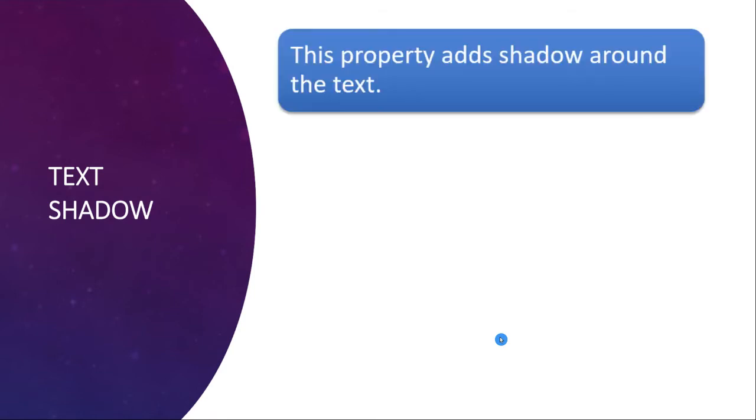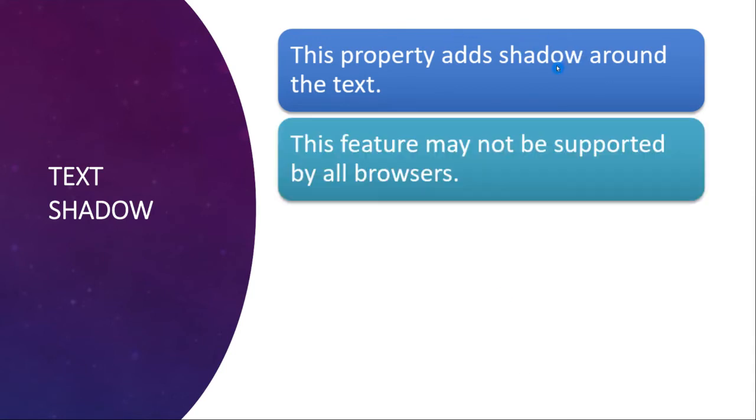Next we are having text shadow. Text shadow is just like the object shadow which we use in Microsoft Word. It adds a shadow around the text. This may not be supported by all browsers, but you can use it. A few versions will not support this kind of text shadow, but all the latest versions of browsers support this feature.